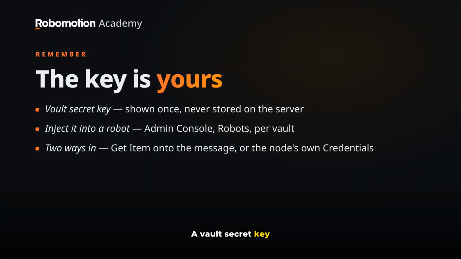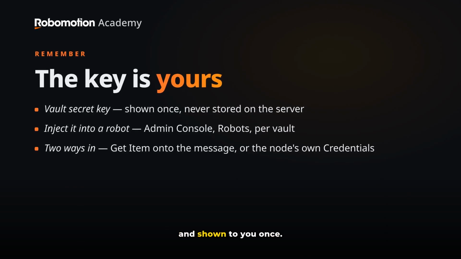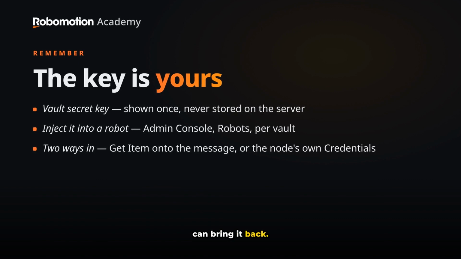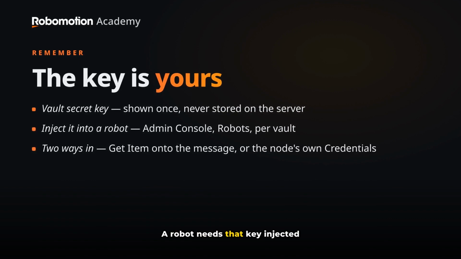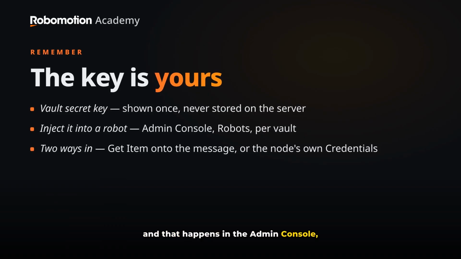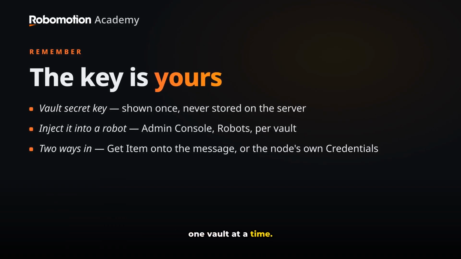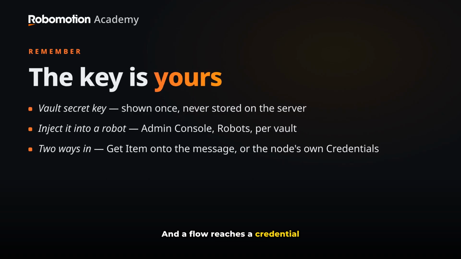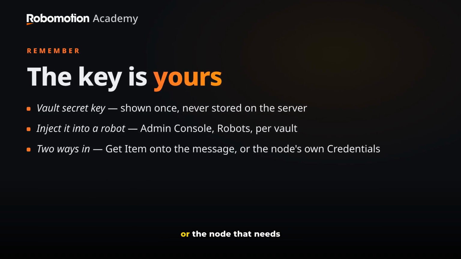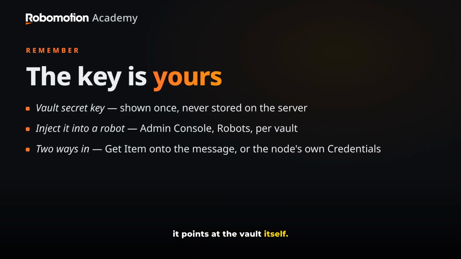A vault secret key is generated on your machine and shown to you once. Keep it, because nothing on our side can bring it back. A robot needs that key injected before it can read the vault, and that happens in the admin console, one vault at a time. And a flow reaches a credential in one of two ways. getItem puts it on the message, or the node that needs it points at the vault itself.